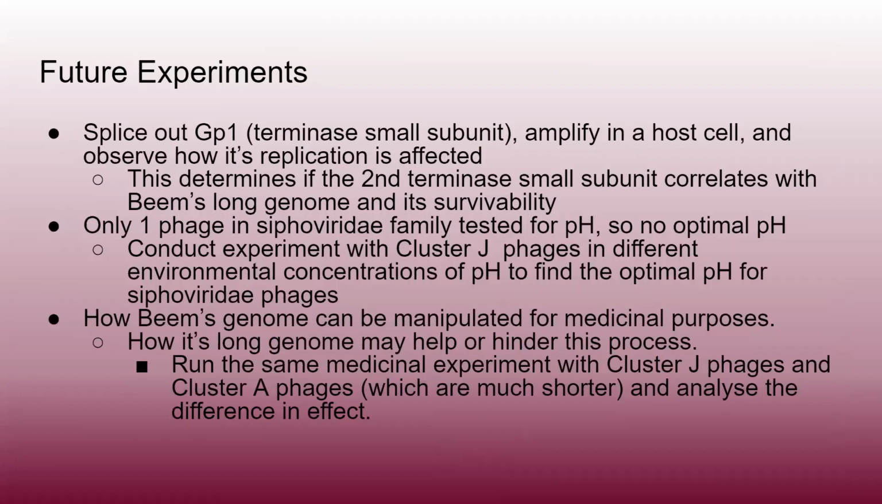So for some future experiments, we would splice out gene product 1, which is one of the small terminase subunits, and amplify it in a host cell to see how its replication is affected, to see if that second terminase small subunit really played a part in replication. We would also conduct experiments with cluster J phages in different environmental concentrations of pH to find the optimal pH for the Siphoviridae phages.